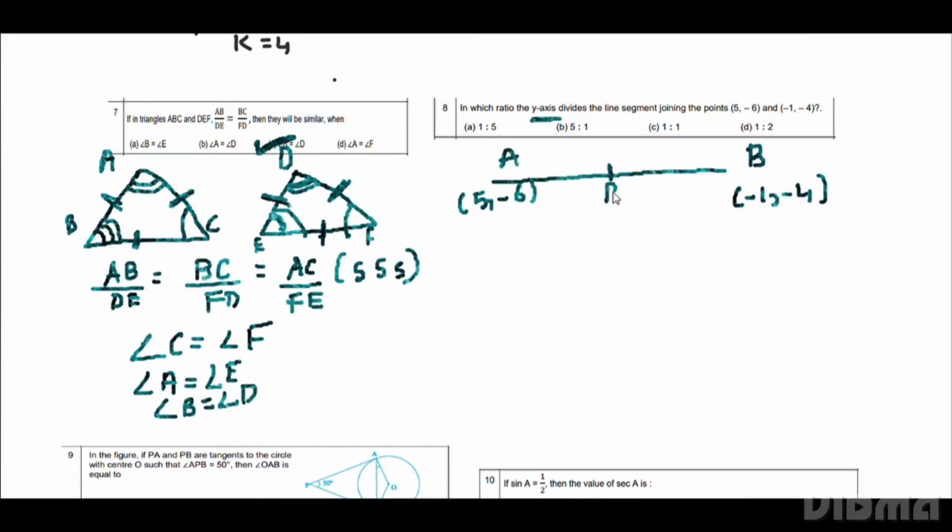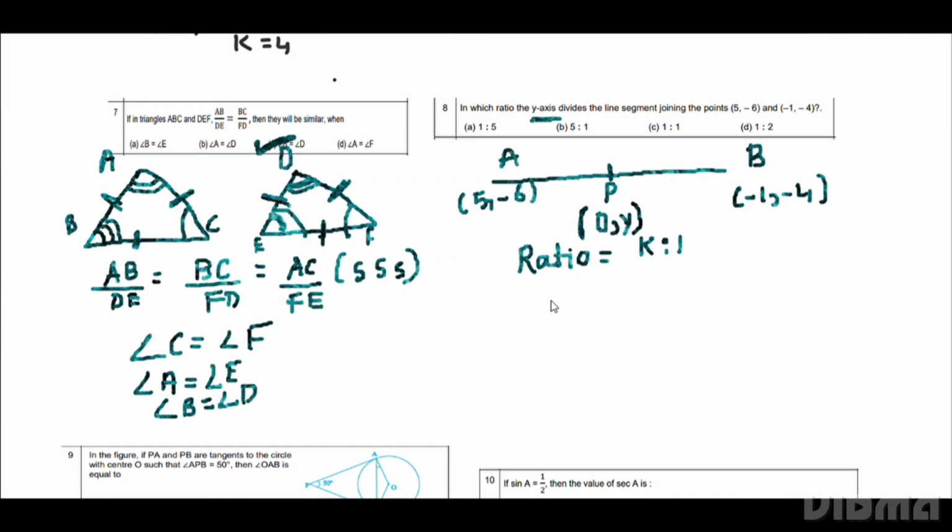So y-axis is dividing. So can I say that the x coordinate is 0? Correct, because the y-axis is dividing the points. So the point P is 0 comma y. So this is the point. Now they are telling you to find the ratio. So let me take that ratio as k is to 1.